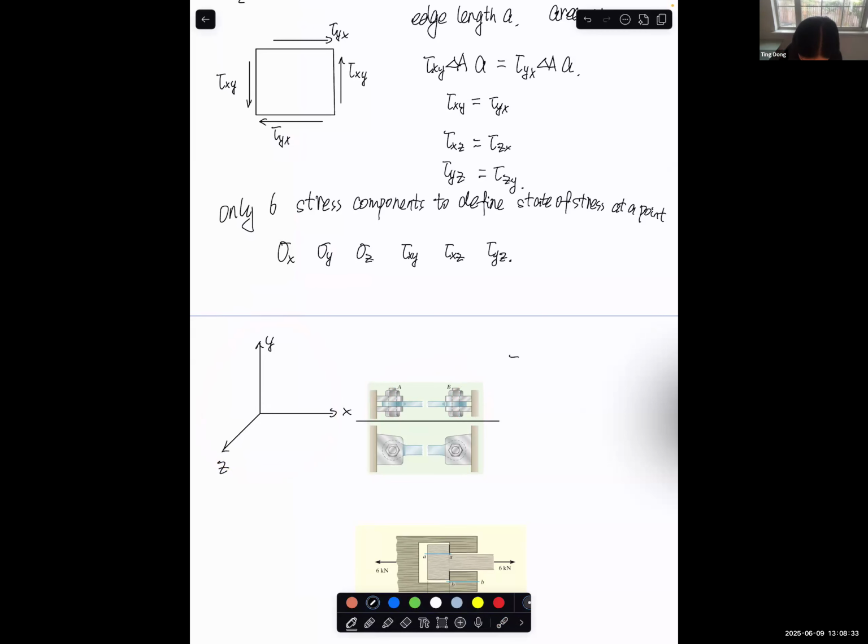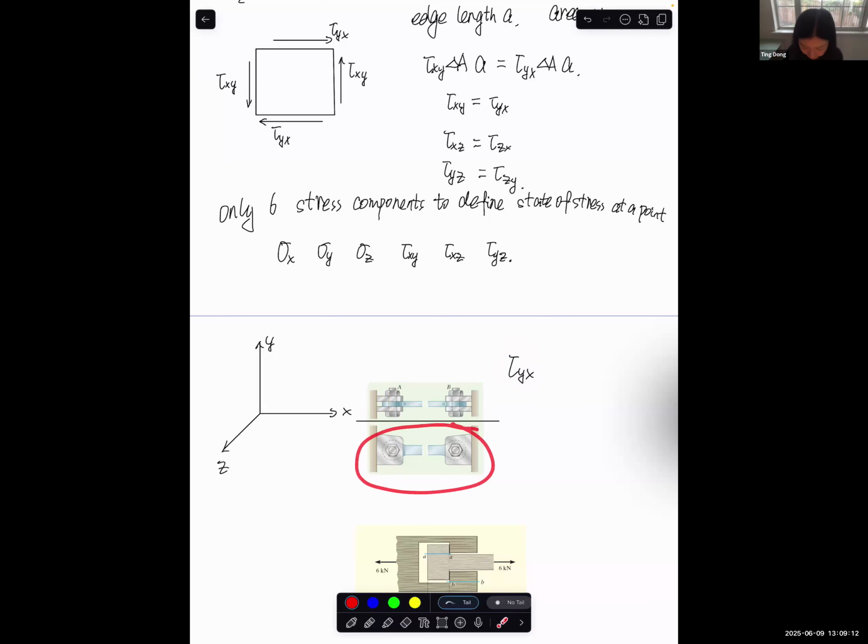What is the subscript of the tau for pin A and B? It should be the same. Anyone? Based on what we just learned, what is the subscript of the shear stress generated on the pin here? yx. Thank you.